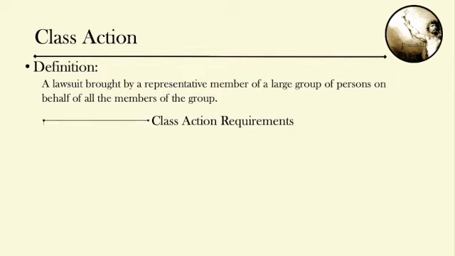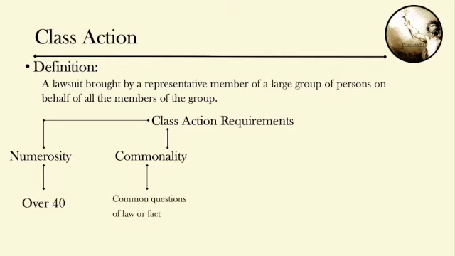The first one is numerosity. So 40 is the benchmark, even though in some situations they have certified class actions with less than 40 members, let's say 25. So there is a gray area between 25 and 40, but over 40 there should be numerosity. Number two, the class action has to have commonality, which means that the questions of law or fact are common to the class. So common questions of law or fact.